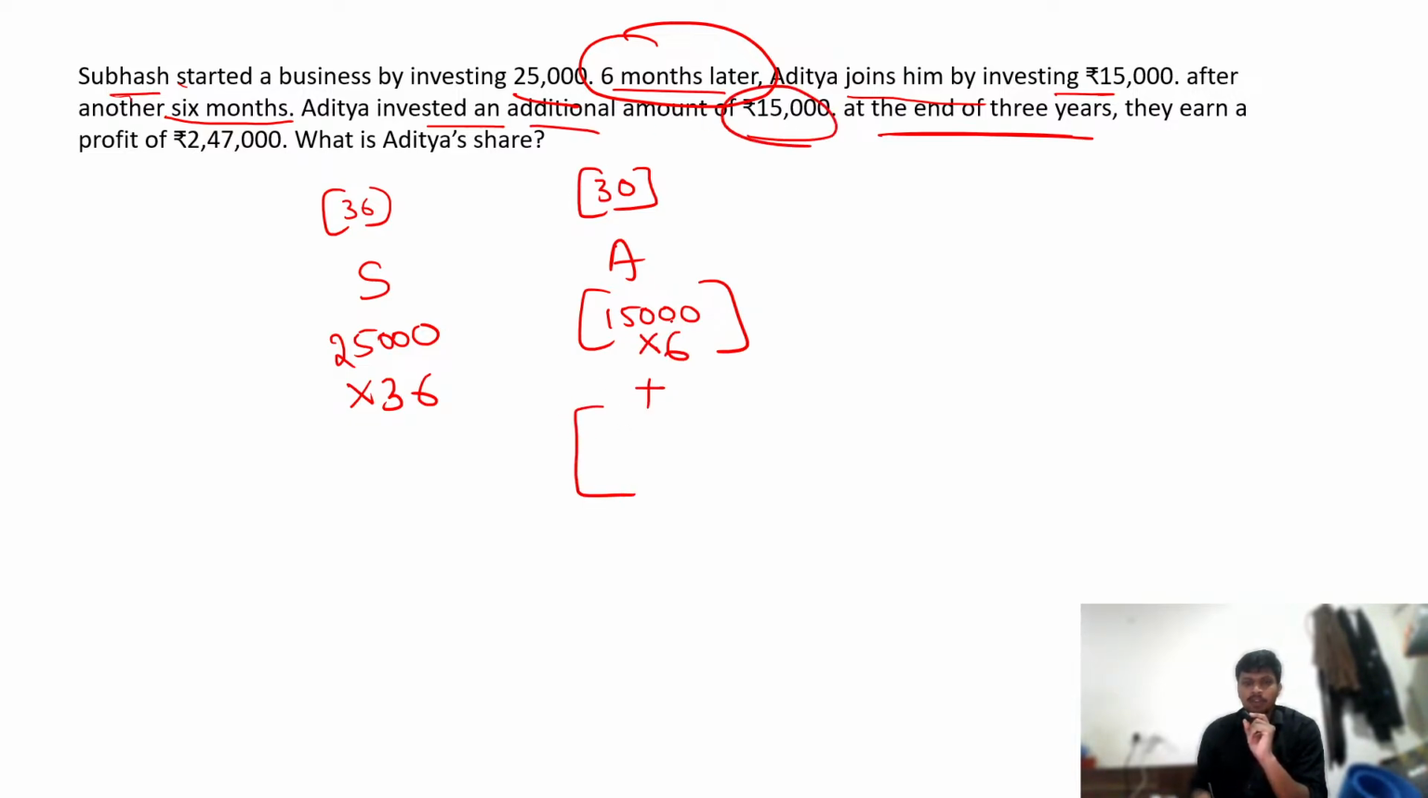Now his investment became, already 15 is there, now he is investing 15 more. That will become 30. This is there in the business for the remaining months. Total months are 30. Out of that, 6 months are over. Remaining are 24. Just do this one. You will get your answer.